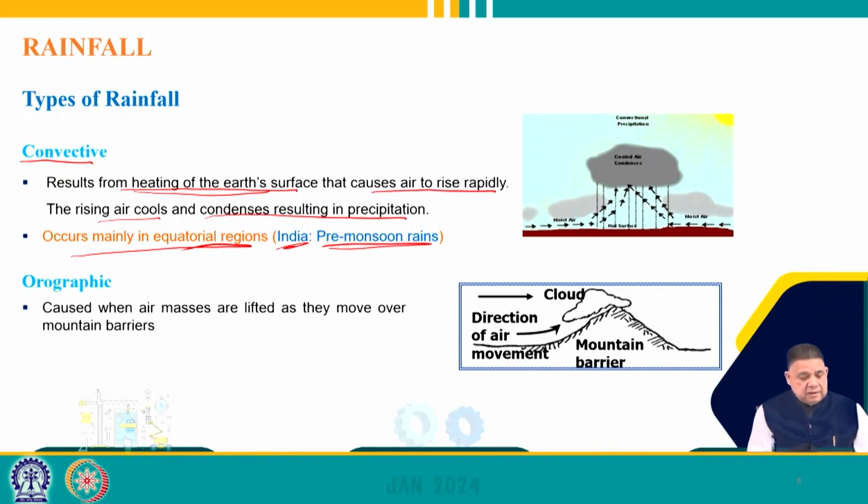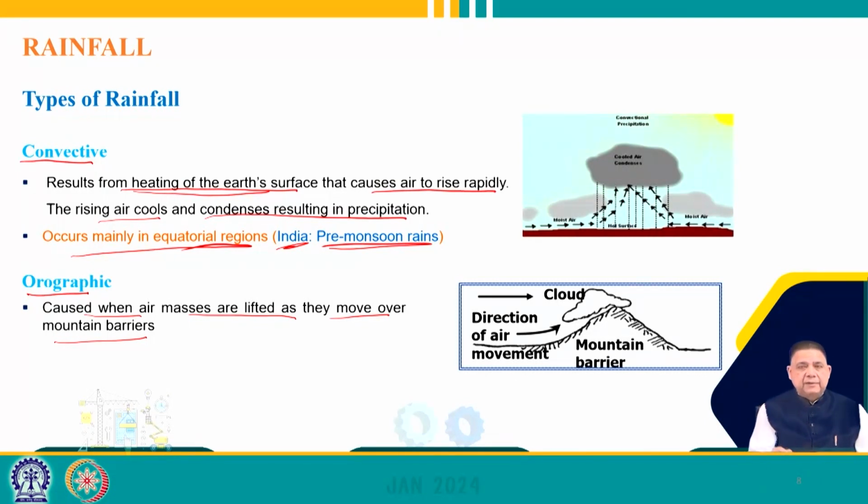The third type of rainfall is orographic, which, as the name itself suggests, is basically linked to the terrain. It occurs in mountainous areas, and it is caused when air masses are lifted as they move over mountains. Suddenly, when there is a barrier, the air moves to the top, gets cooled, condensation occurs, and rainfall occurs.